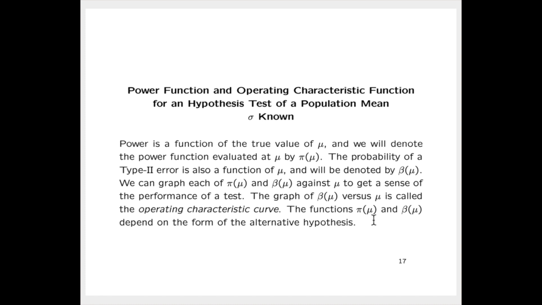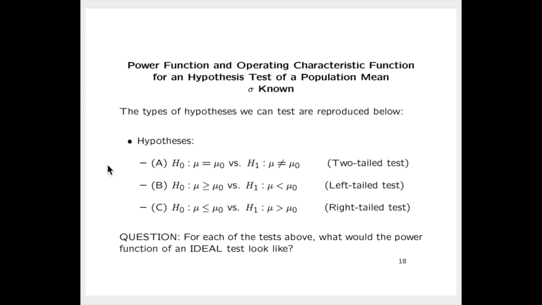And these functions depend on the type of test that we're performing. They depend on, in particular, the alternative hypothesis. And so again, depending upon the hypotheses we're testing, whether a two-tailed test, so test A, or test B, the left-tailed test, or test C, the right-tailed test. Now these are the three types of tests that we can perform.